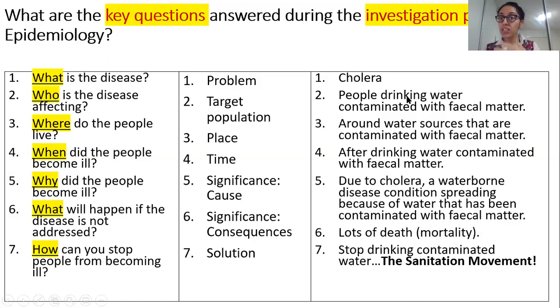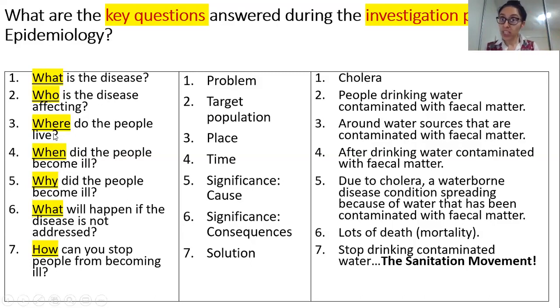It is people drinking water which is contaminated with fecal matter. Okay, so those people are our problem. Not people anywhere and everywhere, but those people who have drunk contaminated fecal water, they are our target population, and the disease is affecting those individuals. So those are our who.